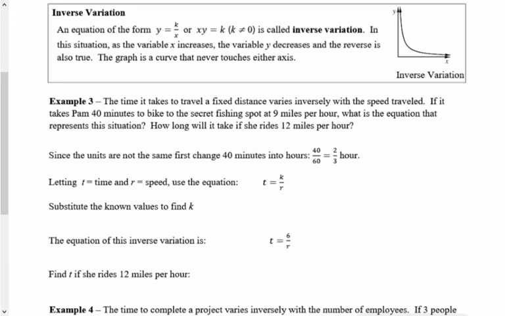Another type of variation that you learned in Algebra 1 was inverse variation. In inverse variation, we have an equation of the form y equals k over x. That's our inverse variation, like the rational function that we graphed. We could also multiply the x over to the left, and we could say that xy equals k. It doesn't matter which form we write this equation in. K can't be 0. That's called inverse variation.